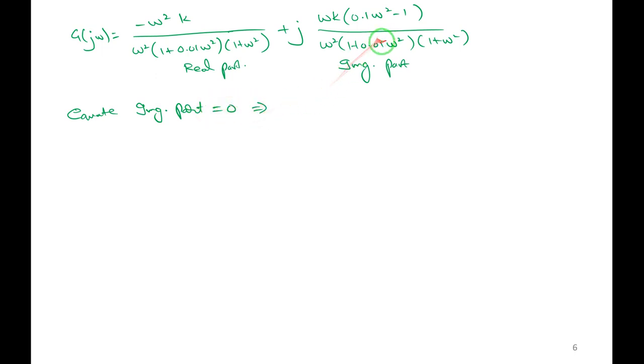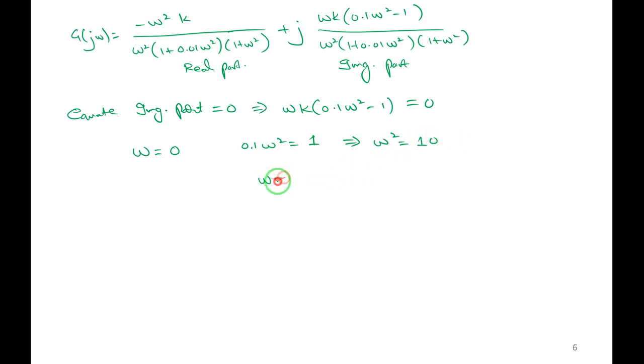So the denominator will become 0, so I am left with only the numerator part in the imaginary part: omega k into 0.1 omega square minus 1 equal to 0, because this will go off, right? So omega k equal to 0 means omega equal to 0. Then 0.1 omega square minus 1 equal to 0, which means if this goes to that side, it will become 1, so we will calculate omega here. Omega square equal to 1 by 0.1, which is 10.